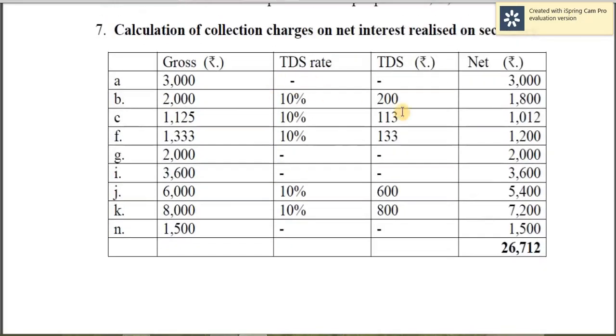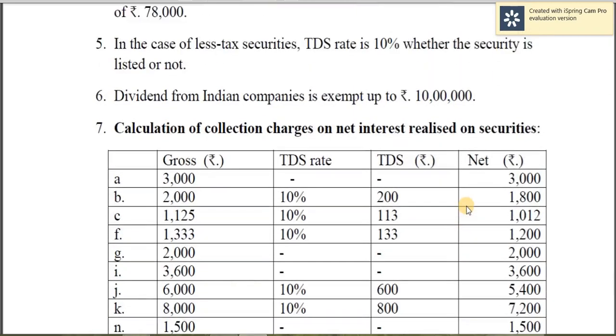So that way you have calculated. This is how you have calculated the net interest. Just have a quick glance over this, you will understand. So 26,712, that is the net amount on that 1% interest.